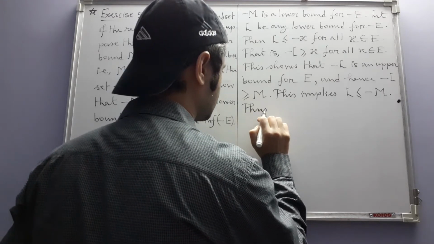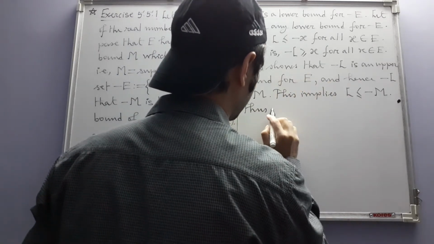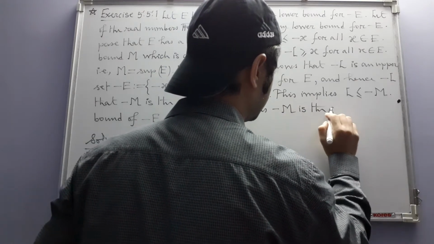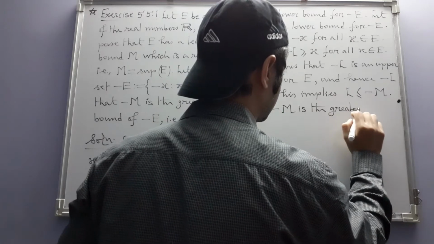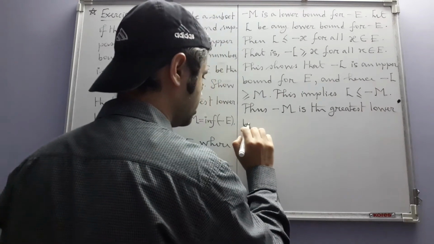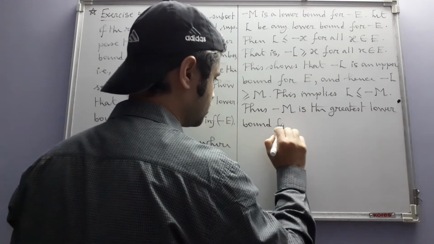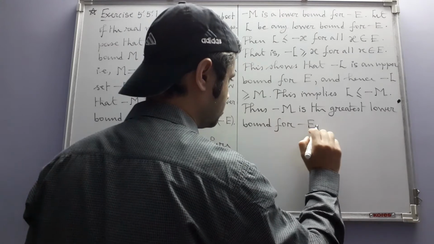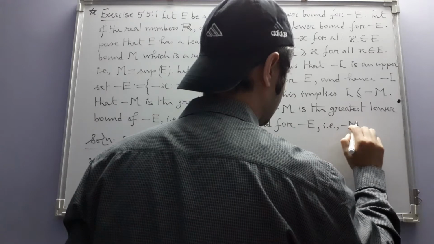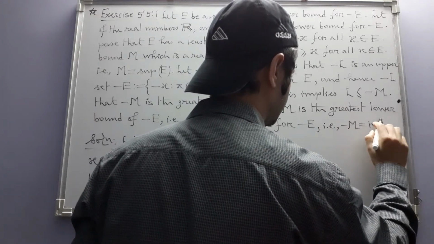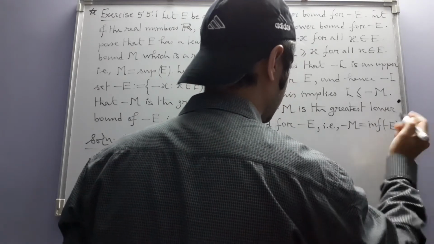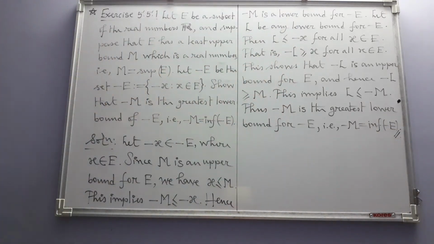Thus minus m is the greatest lower bound for minus E, that is, minus m is the infimum of minus E. So that's what we wanted to show. So this completes the solution.